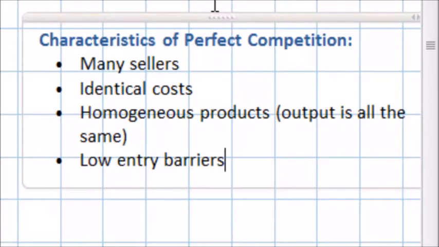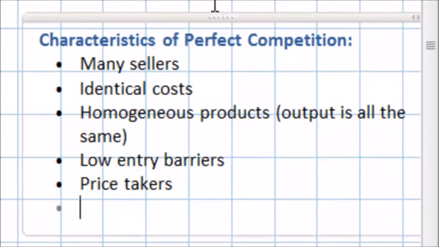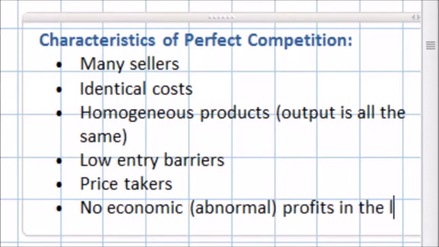Next, as we're going to see, perfectly competitive firms are what we call price takers. This means that any individual firm in a perfectly competitive market has little or no control over the price at which they can sell their products. That price is determined in the market for the product, in which thousands of identical firms are selling identical products. Lastly, based on all of these other characteristics identified above, we're going to see that perfectly competitive firms will earn no economic or abnormal profits in the long run.